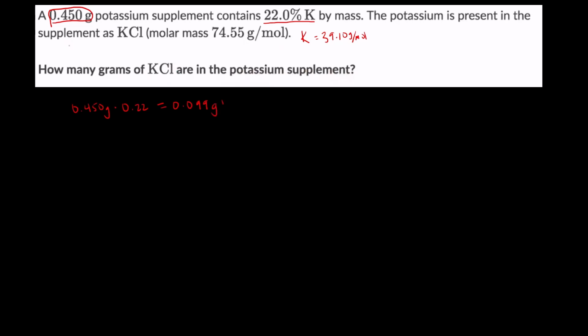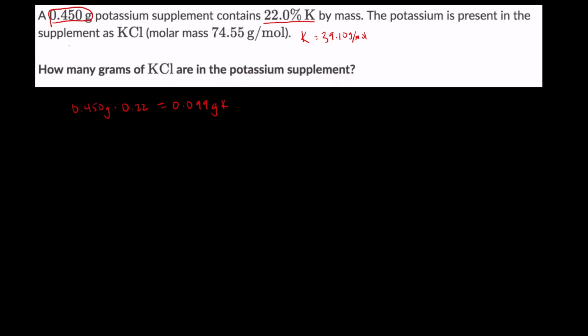0.099 grams of potassium. So this is what makes that problem a little bit more tricky than the ones that we've been doing, is that it doesn't straight up give you the potassium mass. It gives you the percent. And so you have to kind of multiply that out to get the mass.